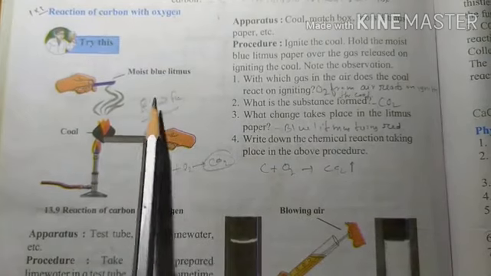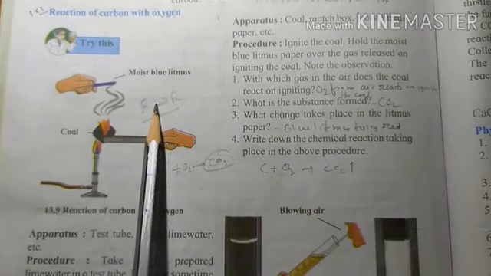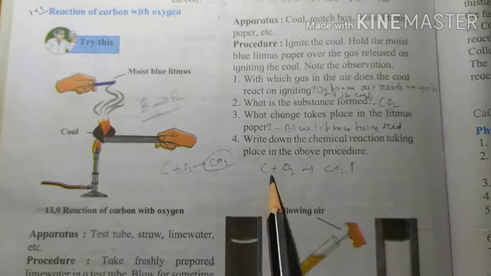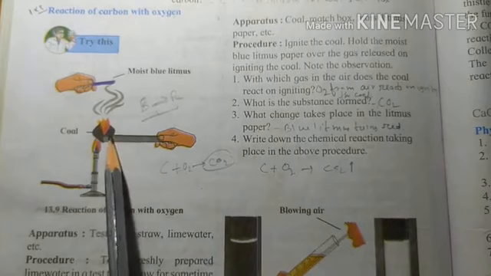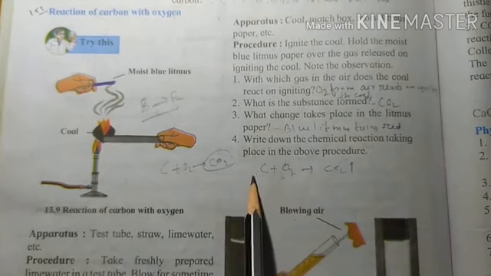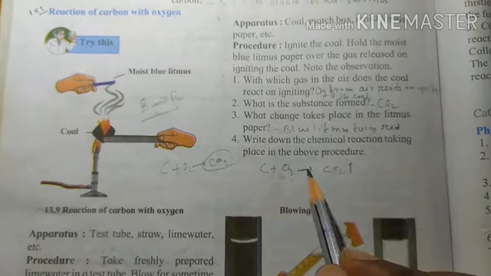It means carbon dioxide is acidic in nature. Write down the chemical reaction taking place in the procedure. So the chemical reaction will be carbon, this is coal, plus air. So we know that in the air there is oxygen. So C plus O2 gives CO2.